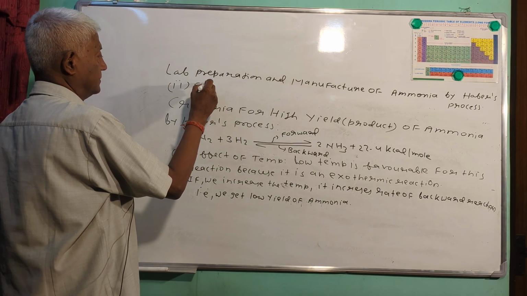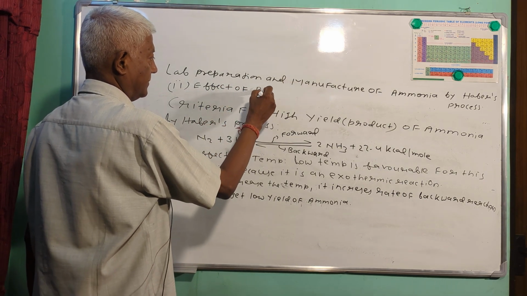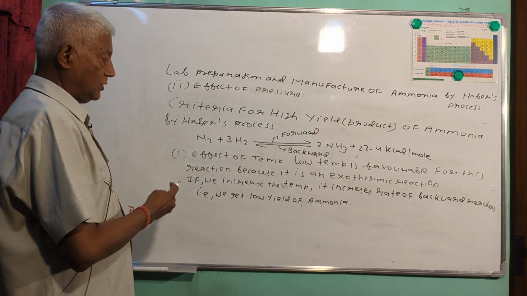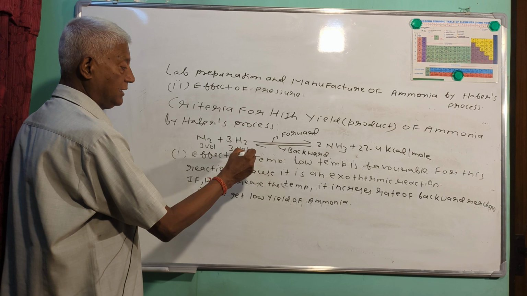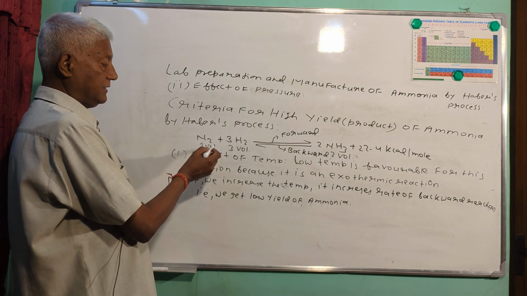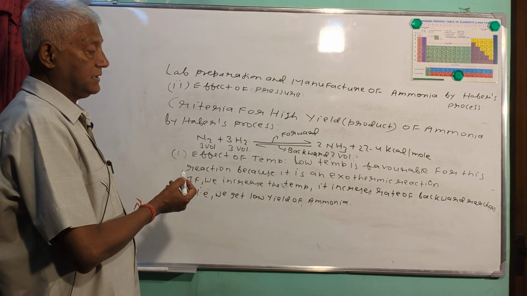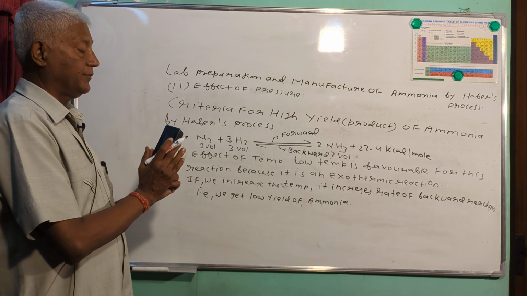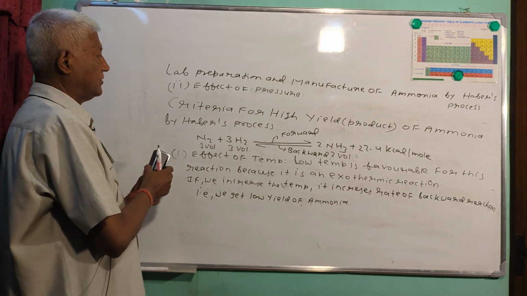Second one is effect of pressure. So what we have to see is volume. In this case, nitrogen is 1 volume, hydrogen is 3 volumes, ammonia is 2 volumes. The reactant side is 4 volumes, but on the right hand side you get only 2 volumes. So volume is decreasing. According to Boyle's law, what we have to do to maintain this equilibrium? Increase the pressure.